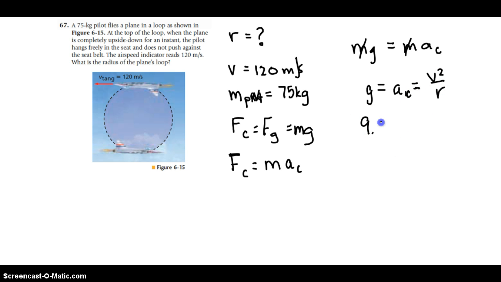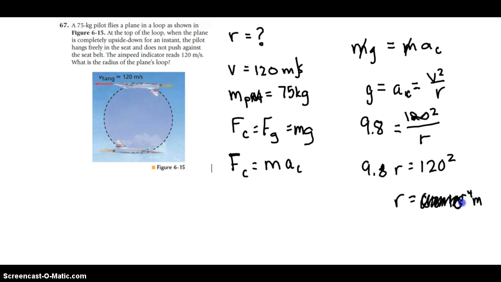So we know that 9.8 is going to equal v squared, so 120 squared, over our radius, which we're trying to find. So 9.8 times the radius equals 120 squared, meaning our radius is 1500 meters. And that is our final answer.